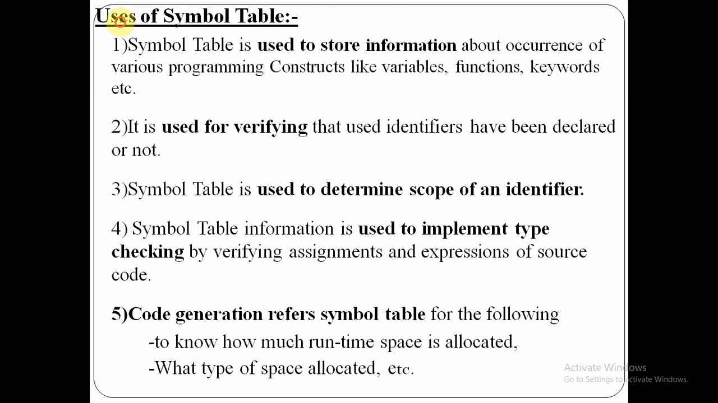Use of the symbol table. The symbol table is used to store information about the occurrence of various programming constructs like variables, etc. Second point, it is used for verifying that used identifiers have been declared earlier or not. In C language, every variable must be declared before its usage. So this verification requires the symbol table information. Third, the symbol table is used to determine the scope of an identifier. The scope of an identifier, usually local or global, is determined by using the symbol table.